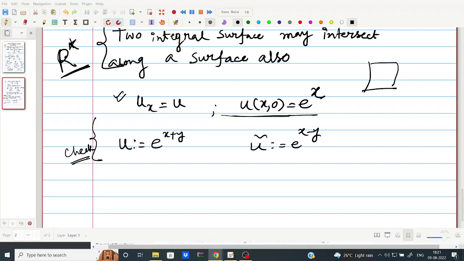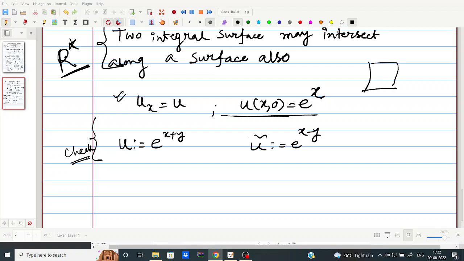So the options: both p, q, r are false. Option 1 is true and option 4 is true. Am I correct? Option 1 is correct and option 4 is correct. Okay, so now I will move to question number 3.